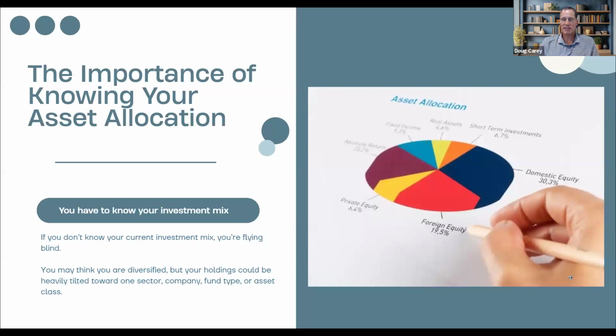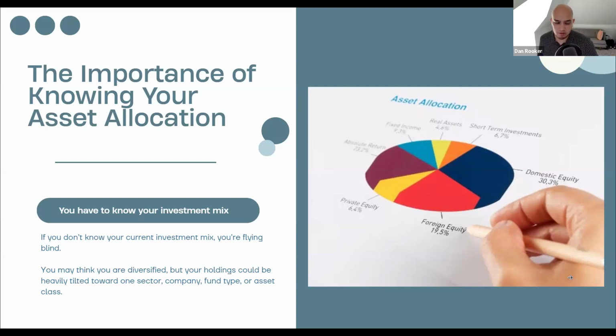So the importance of knowing your asset allocation, it might go without saying, you have to know what you own, but it can be a little more complex than that. If you don't know what you own, you really are flying blind and it can be dangerous. Some people do think they are already diversified, but maybe they're not. Your holdings could be heavily tilted towards one sector, one single company, maybe a fund type, or maybe you're heavily allocated into one asset class.